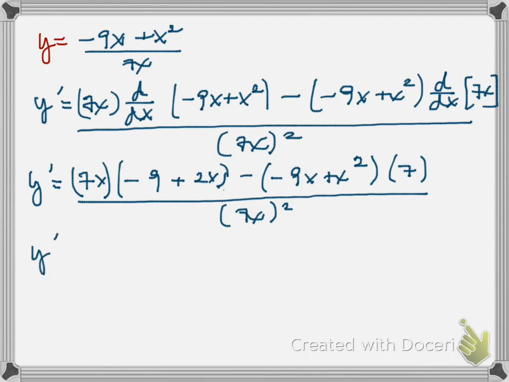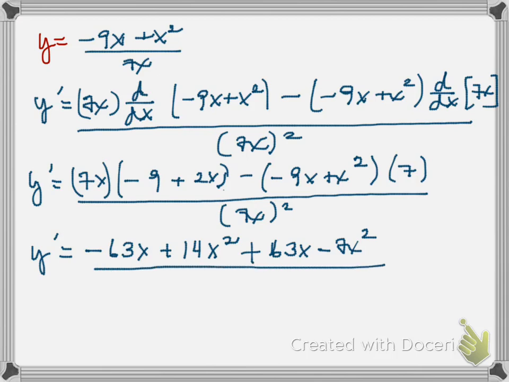Y prime equals 7 times 9 is 63, so we have negative 63x plus 14x squared. 7 times 9 is 63, so we have negative 63x, but we also have the minus sign that connects the two terms, so we end up with a plus 63x. And 7 times x squared is 7x squared, but minus 7x squared by distributing that minus sign.